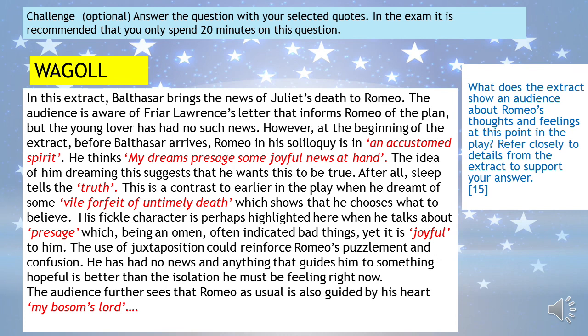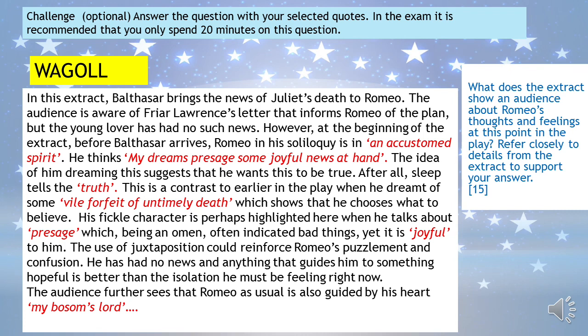In this extract, Balthazar brings the news of Juliet's death to Romeo. The audience is aware of Friar Lawrence's letter that informs Romeo of the plan, but the young lover has had no such news. However, at the beginning of the extract, before Balthazar arrives, Romeo, in his soliloquy, is in an unaccustomed spirit. He thinks, "My dreams presage some joyful news at hand." The idea of him dreaming this suggests that he wants this to be true. After all, sleep tells the truth. This is a contrast to earlier in the play when he dreamt of some vile forfeit of untimely death, which shows that he chooses what to believe.